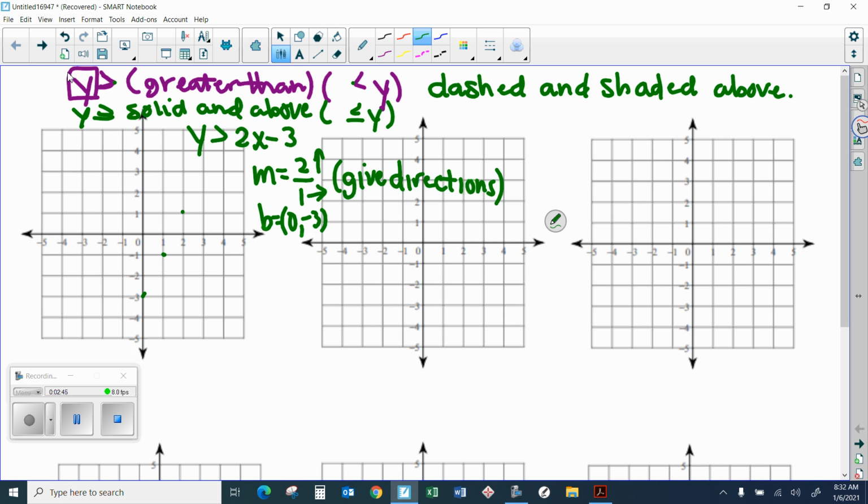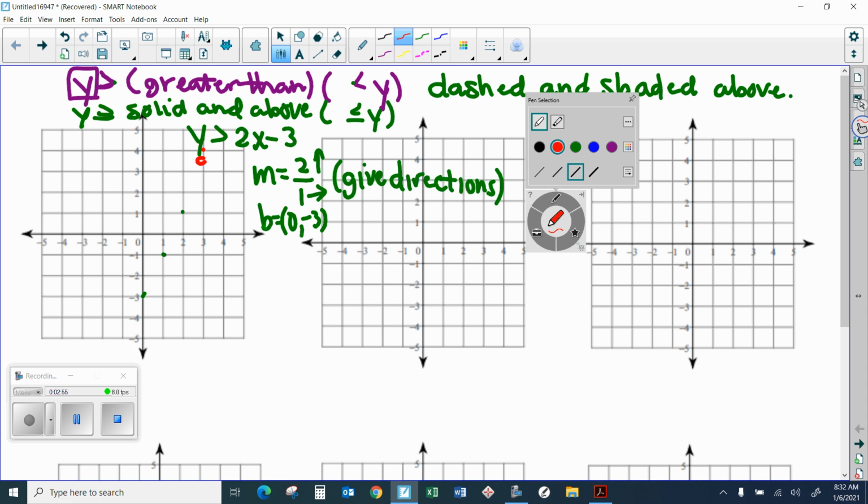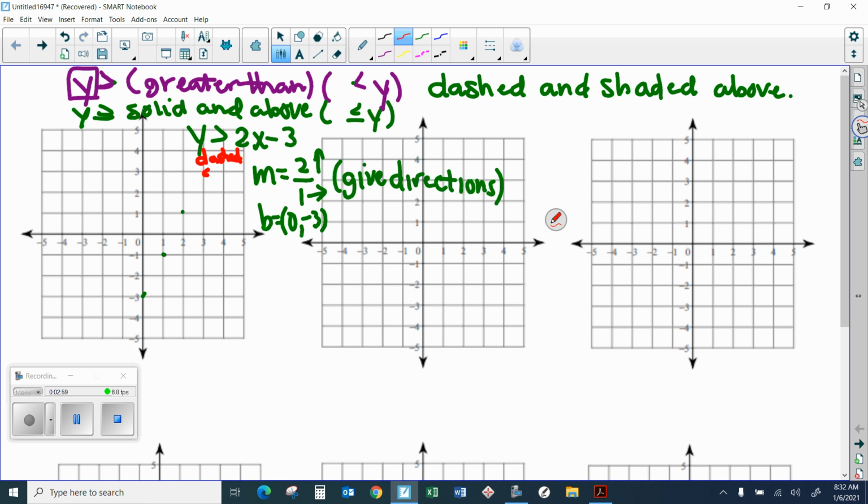And since I look at my inequality symbol, this is one thing I would suggest you do. I don't have room to write above. I usually write above it, but I'd say dashed and above. Okay, that symbol, so that means I dash the line and I shade above.